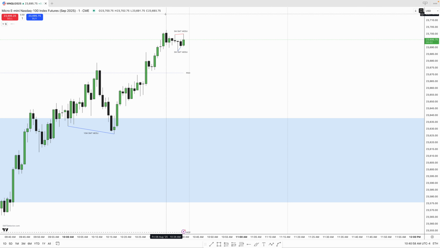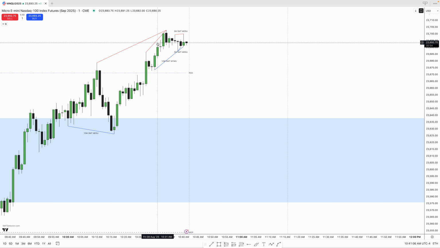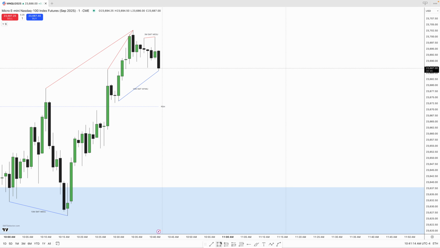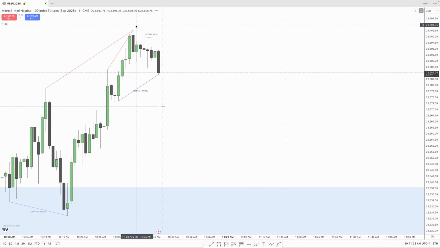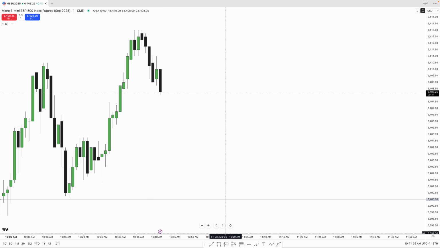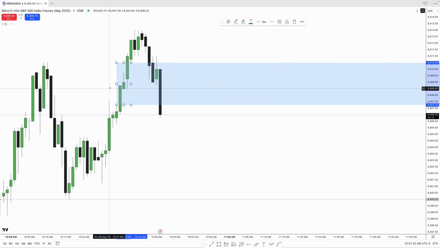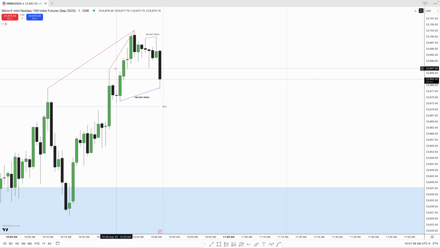Let's take a look here. Okay, let's see what we have going on. This could be good. We have the SMT at the SMR, but that is with YM. Boom, boom, boom. Looks okay. ES looks pretty good. Inversions, all those. Okay, cool.